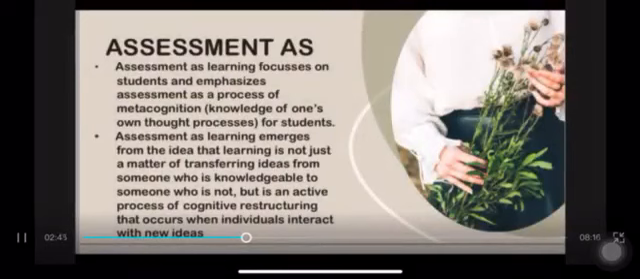Assessment as learning focuses on students and emphasizes assessment as a process of metacognition for students, or knowledge of one's own thought processes. Assessment as learning emerges from the idea that learning is not just a matter of transferring ideas from someone who is knowledgeable to someone who is not, but it is an active process of cognitive restructuring that occurs when individuals interact with new ideas. Assessment as learning, or what we call the formative assessment, is what we do during the class discussion.